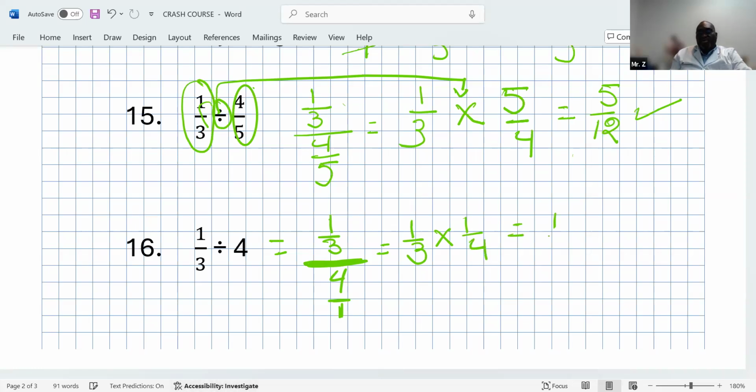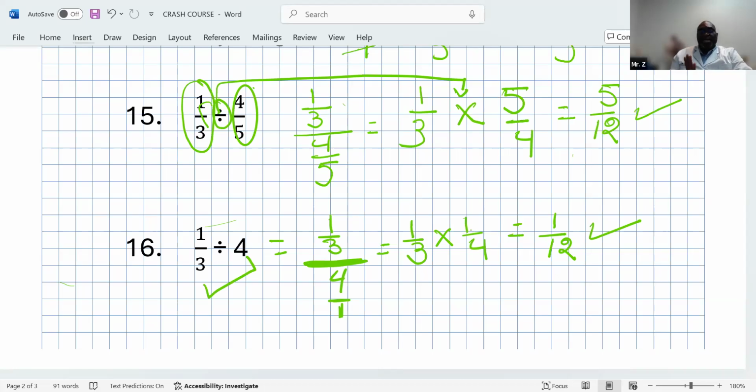So you have 1/12. What kind of fraction is this? This is a proper fraction. As a matter of fact, anytime you are dividing a fraction by a whole number, you just have to multiply the denominator with that number. And once you do that, you're going to have 12.